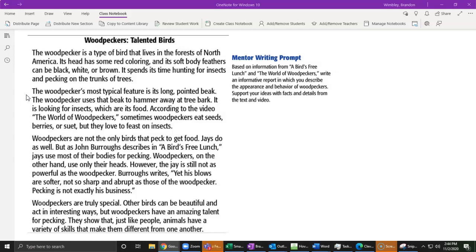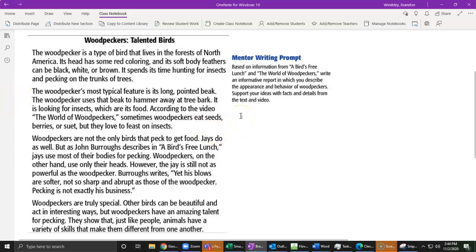Jays do as well, but as John Burroughs describes in A Bird's Free Lunch, jays use most of their bodies for pecking. Woodpeckers, on the other hand, use only their heads. However, the jay is still not as powerful as the woodpecker. Burroughs writes, "Yet his blows are softer, not so sharp and abrupt as those of the woodpecker. Pecking is not exactly his business." Woodpeckers are special. Other birds can be beautiful and act in interesting ways, but woodpeckers have an amazing talent for pecking. They show that, just like people, animals have a variety of skills that make them different from one another.